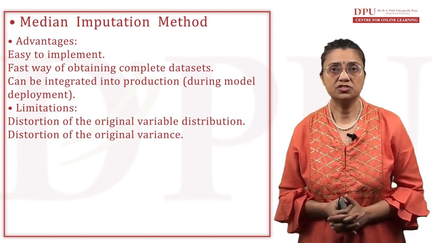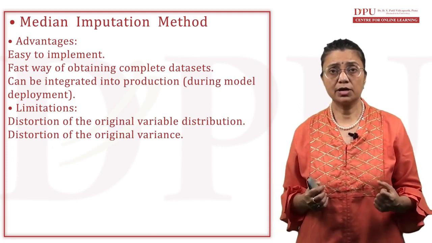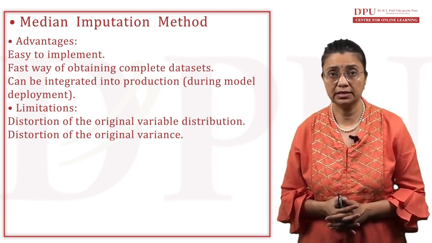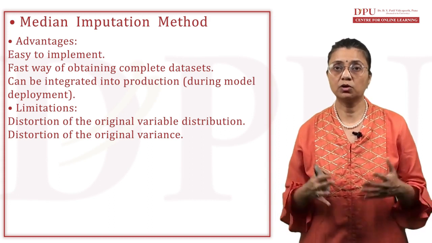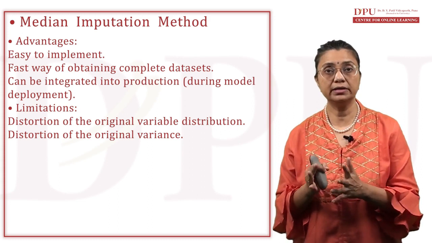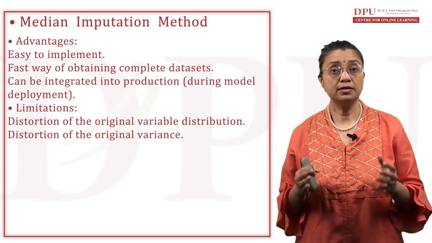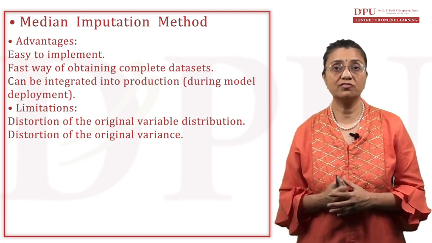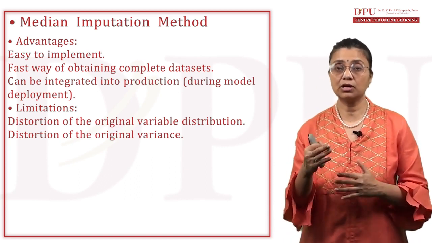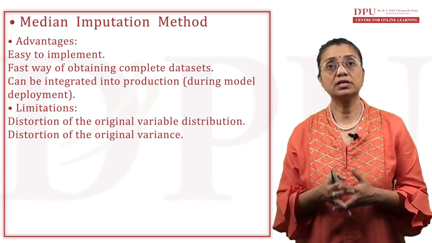There are certain limitations to this method. Distortion of the original variable distribution. Because sometimes certain outliers can be present in the not available data, and those outliers are ignored because we are just assuming that the data has to be equal to mean or median. So distortion of the original variable might take place, and distortion accordingly of the original variance can also take place, because if at the not available data there were some outliers or exceptional cases, we are not considering them because we are considering the median values.